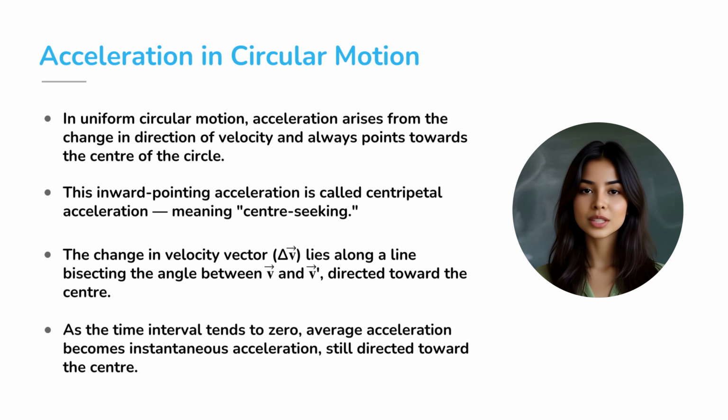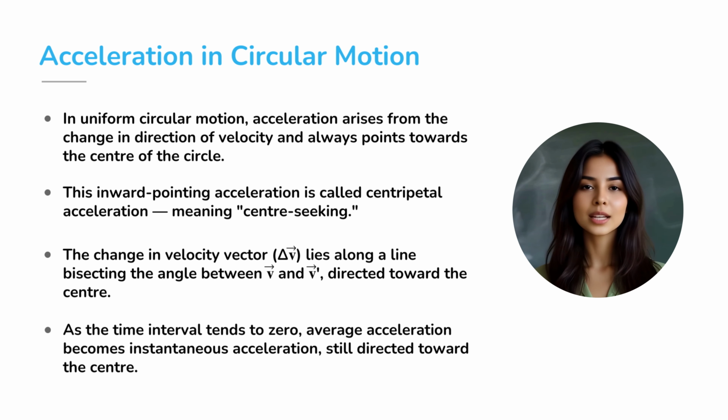If you observe two instantaneous velocity vectors, let's call them v and v prime, at nearby points on the circular path, you'll notice a small angle between them. The change in velocity, or delta v, lies along the direction pointing between these vectors. As the time interval becomes smaller and smaller, the change in velocity becomes instantaneous acceleration. And guess what? It always points towards the center of the circle.